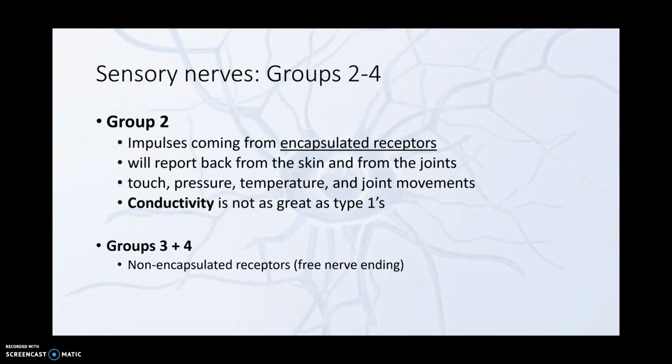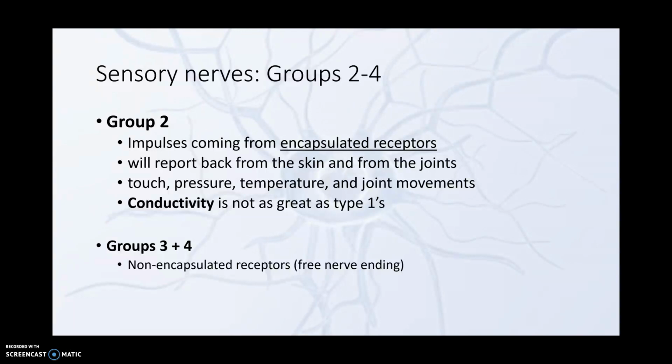So our group 2 sensory nerves, these monitor impulses coming from encapsulated receptors. So these actually will report back from the skin and from the joints. So touch, pressure, temperature, and joint movements, these are the afferents that respond to that. And conductivity is not as great as type 1s.